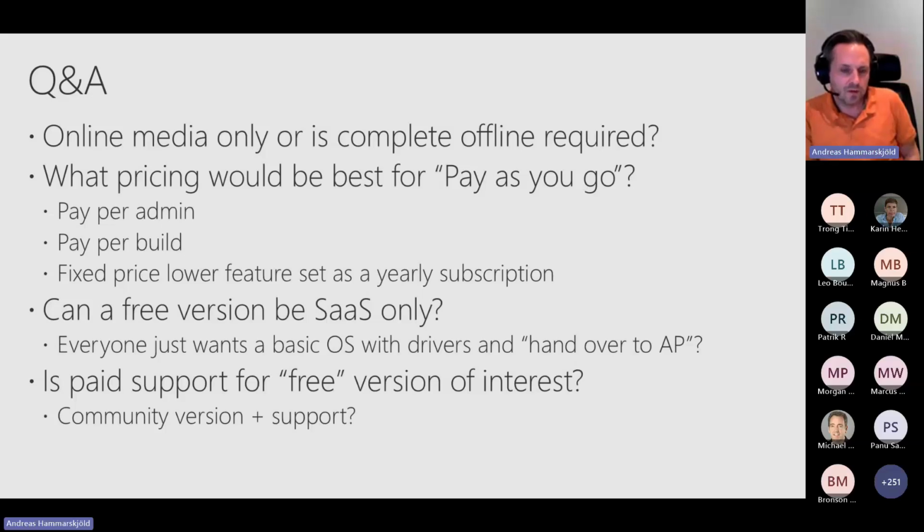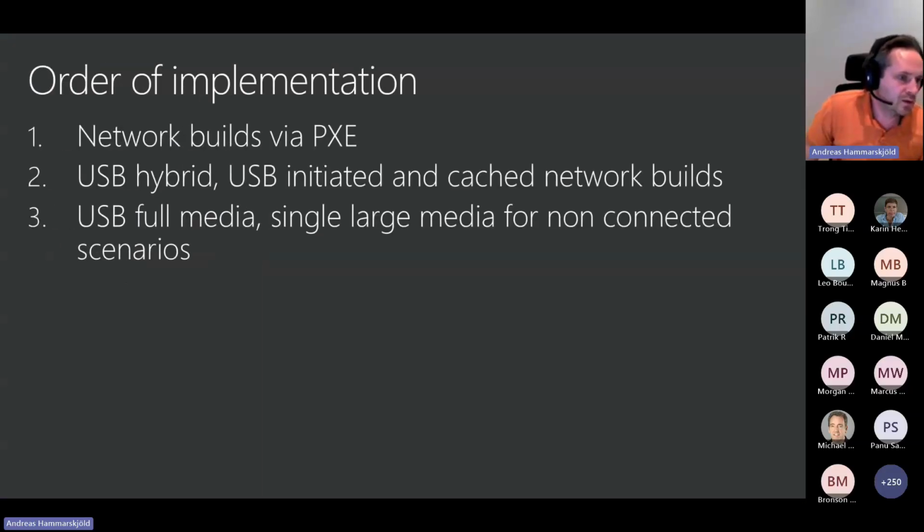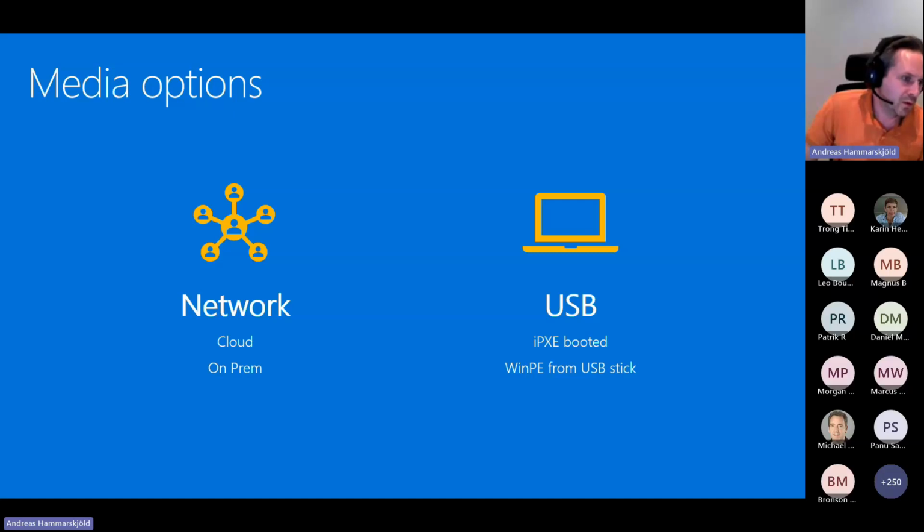But it seems like, in the chat, I can see that complete offline is required. So that is good information for us to know. We have a pretty good understanding. We built it to be able to support it. There are, of course, problems with some of the USB logic. We have two elements we're looking at. Of course, building over the network as well as USB is what we want to support.